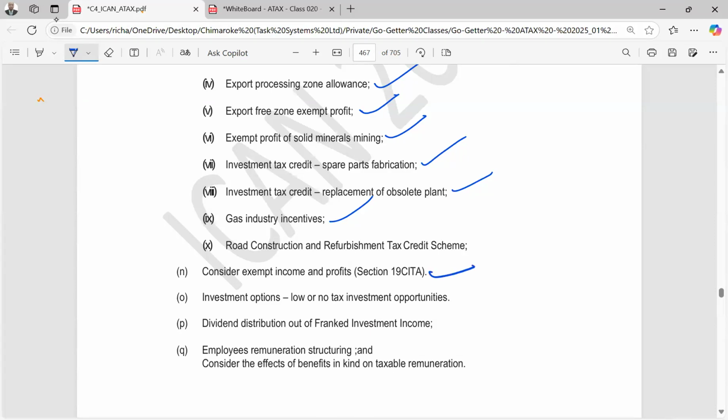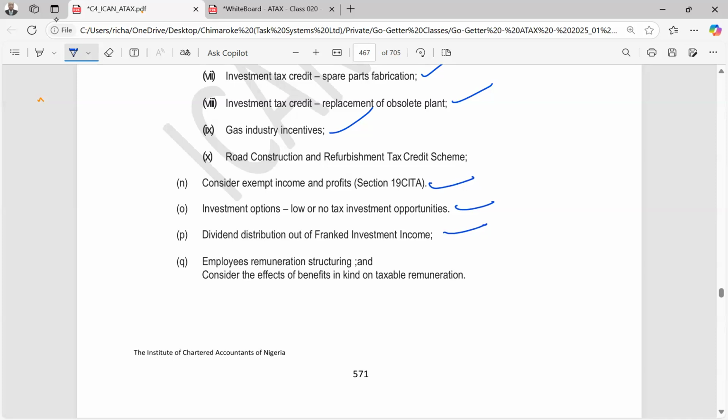So some income that are exempt from tax, like dividend income, franked investment income, those ones are exempt from tax. Then investment options that are low tax or no tax at all. Dividend distributed out of franked investment income. Then employees' remuneration structuring. Consider the effects of benefits in kind.